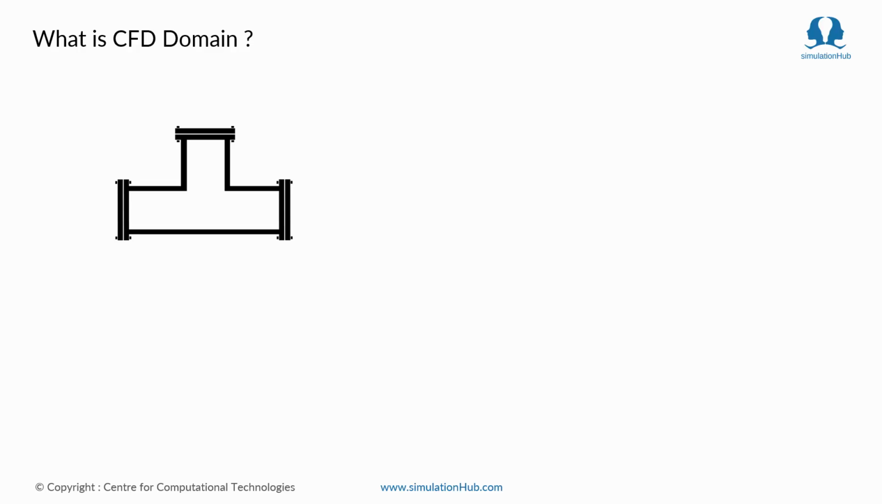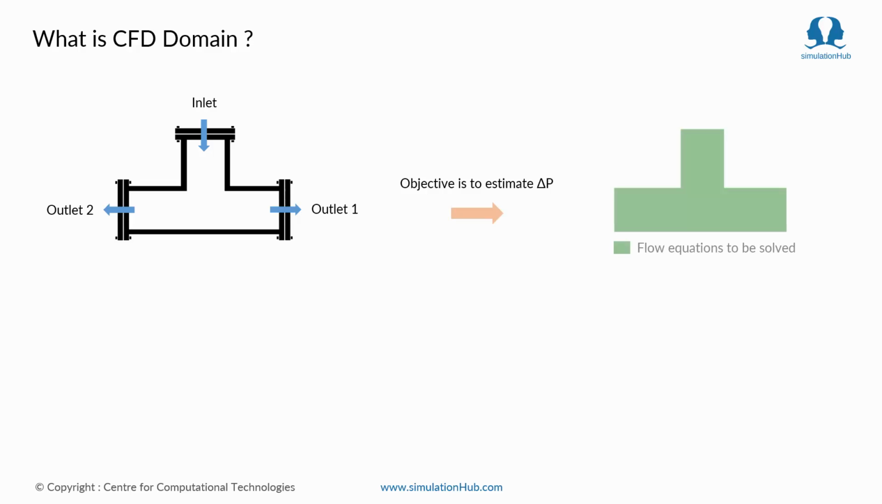For example, I have a 90-degree elbow. The flow is coming in from the top and then it is divided into 2 branches, outlet 1 and outlet 2. Now what I want to do is find out the pressure drop from inlet to outlet 1 and inlet to outlet 2, or I would like to know how much flow is going to outlet 1 and outlet 2. So in this case, the objective is to solve only flow equations inside the 90-degree elbow, and this becomes the CFD domain, only the inside part of the 90-degree elbow.